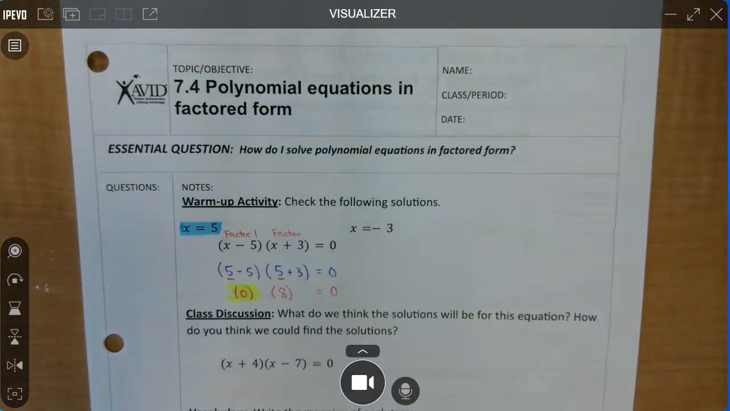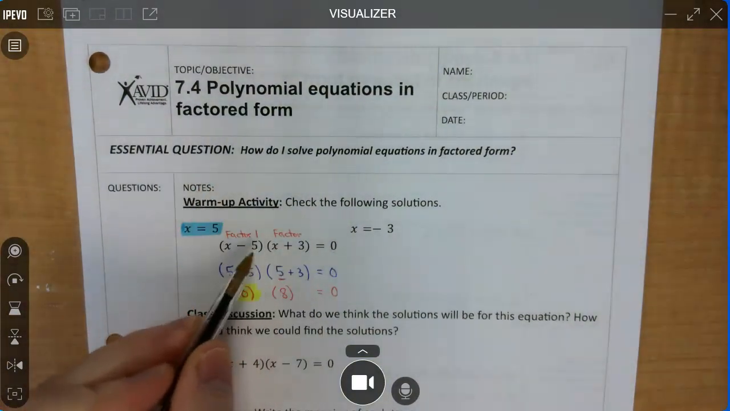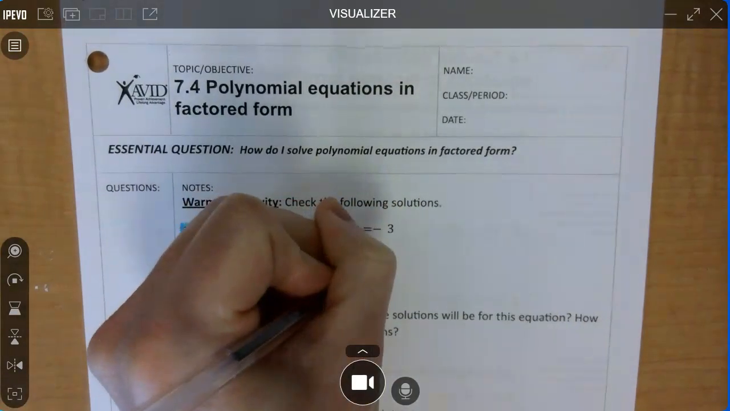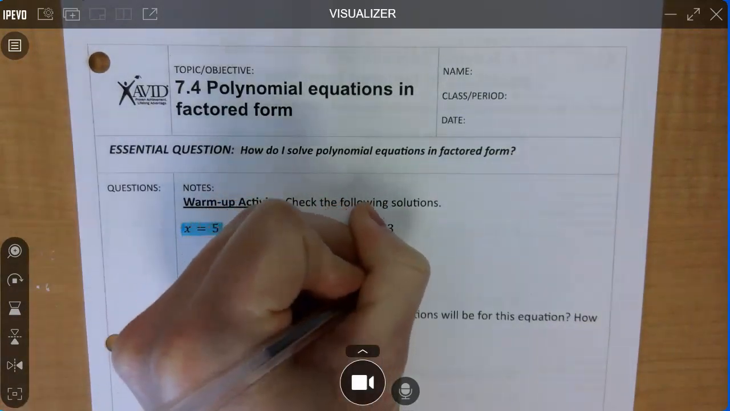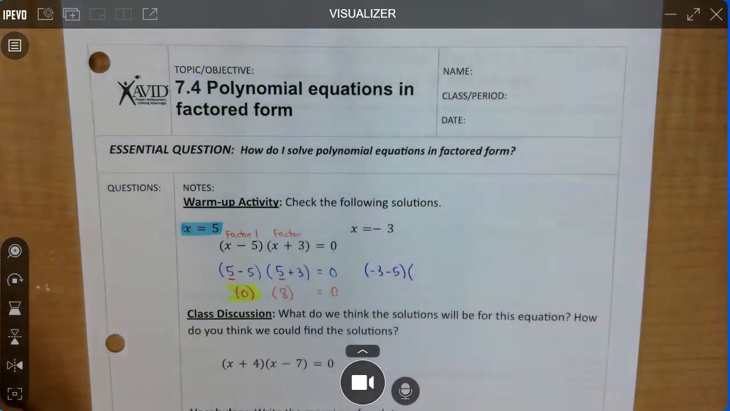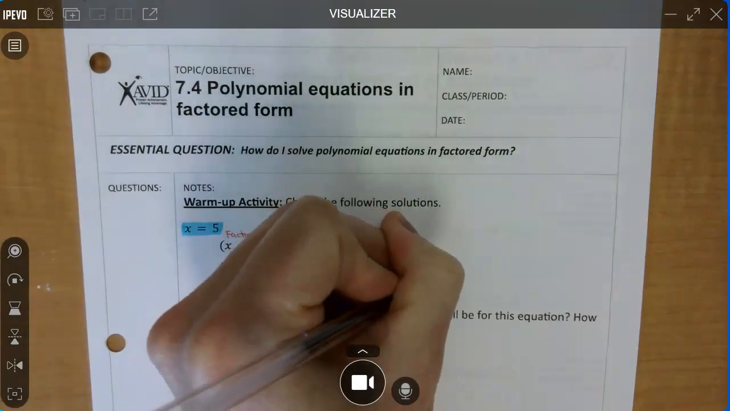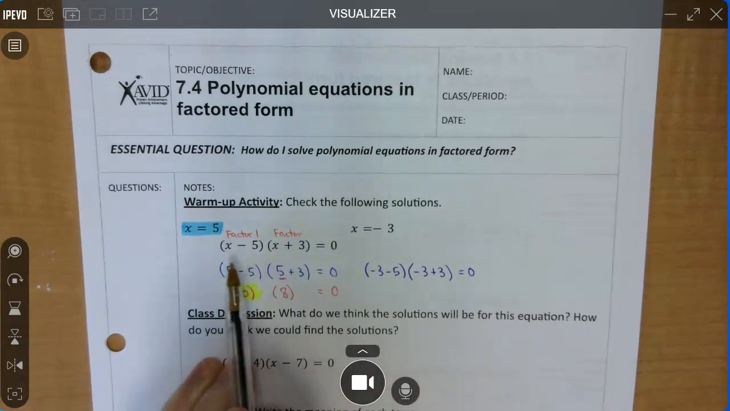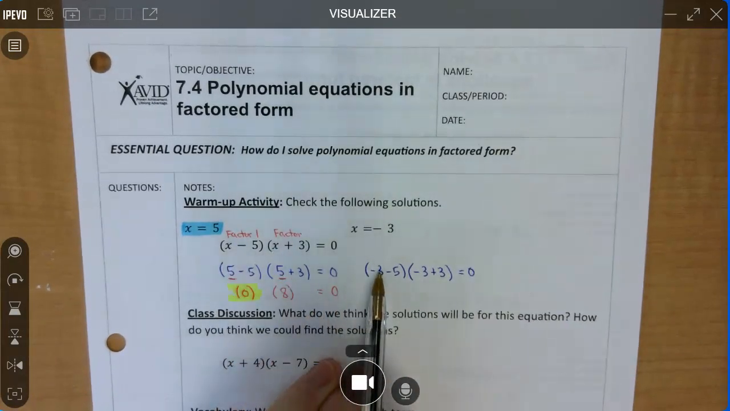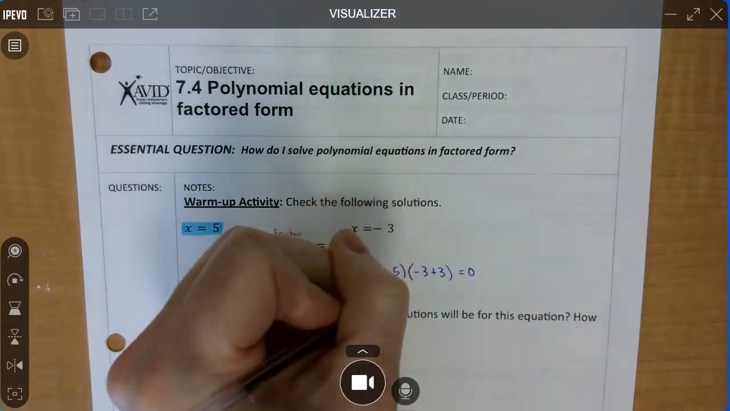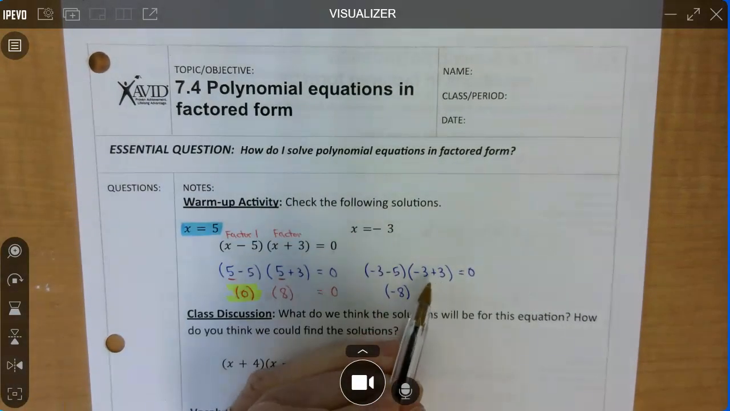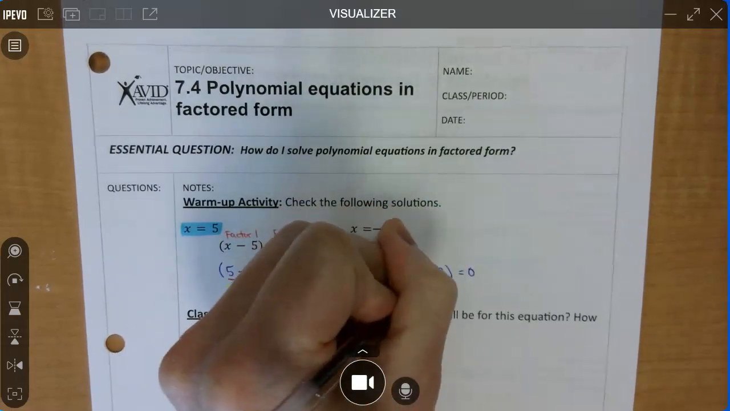And now we're going to do the same thing for -3. Same two binomials, but now I'm replacing this x and this x with -3. So this is going to look like this. -3 minus 5 times -3 plus 3. So that's the equation. Same as what we started with, I'm just replacing x with the value, -3 and -3. In the first binomial, -3 minus 5 is -8. -3 plus 3 is 0.